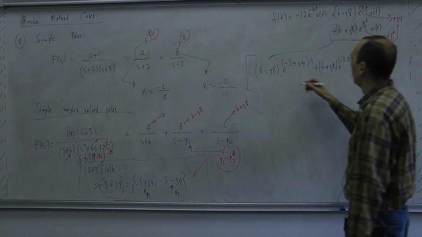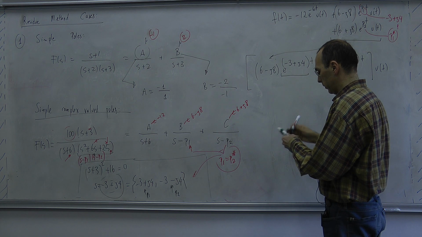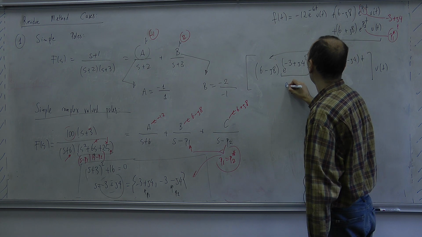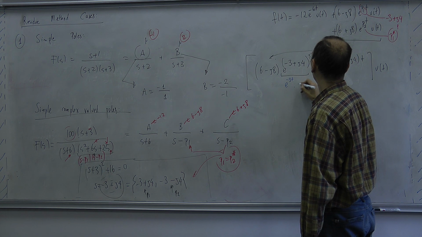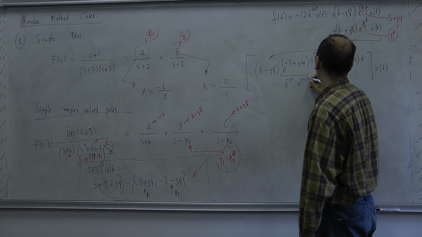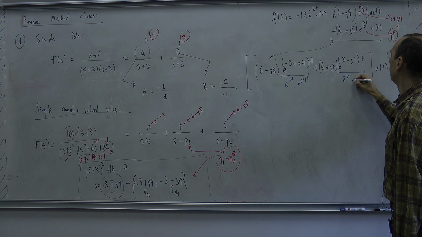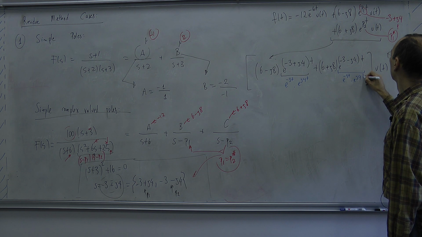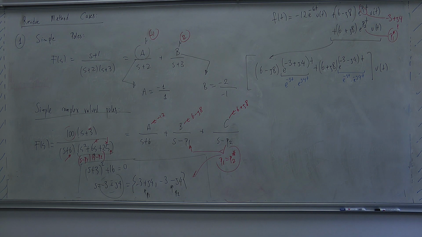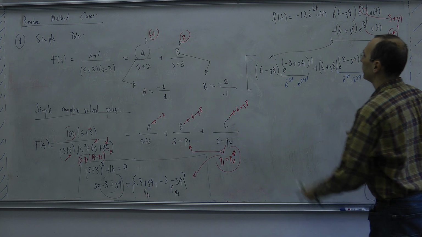So what should I do? Now I deal with this part. I write this as e to the minus 3 times e to the j4t, e to the minus 3t, e to the minus j4t, because it's the complex conjugate of the other one. They are still their complex conjugates.